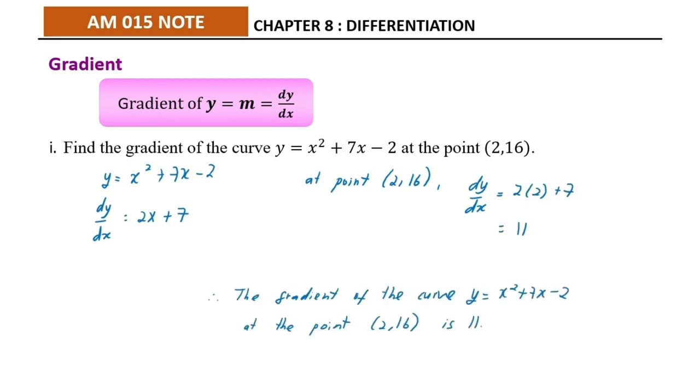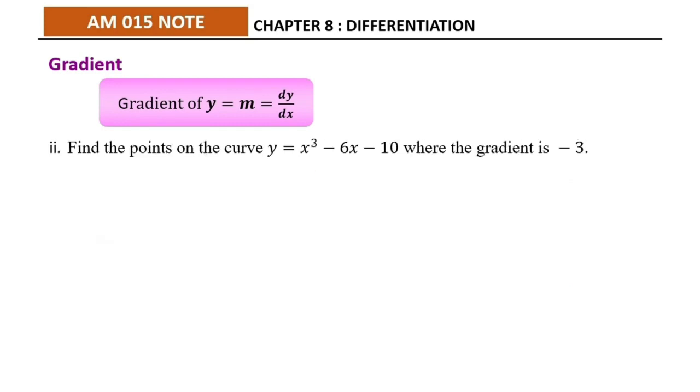Therefore, the gradient of the curve y equal to x squared plus 7x minus 2 at point (2, 16) is 11. Second example, find the points on the curve y equal to x cubed minus 6x minus 10 where gradient is negative 3. In this case, the question gives us the gradient, which is dy/dx, equal to negative 3. Differentiate y, we have dy/dx equal to 3x squared minus 6. And we know that dy/dx equal to negative 3, so 3x squared minus 6 equal to negative 3.